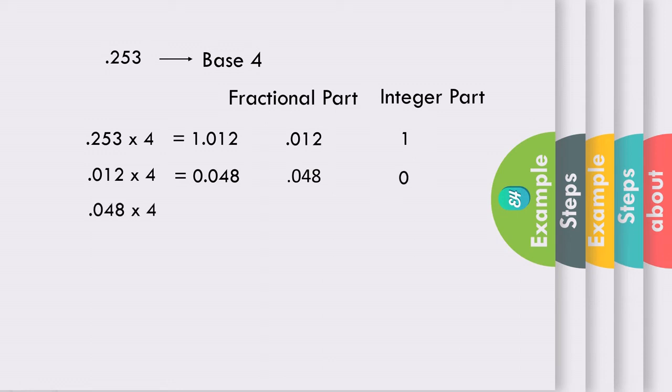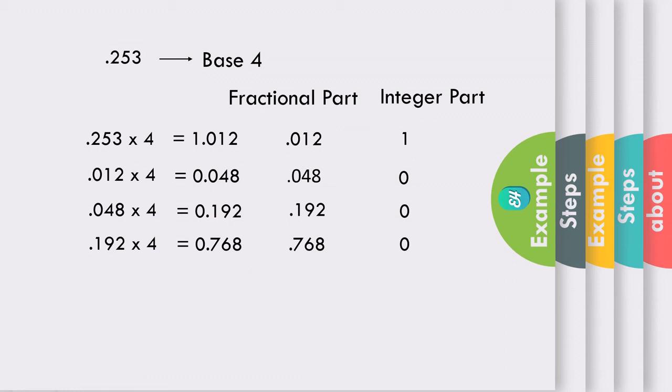Let us do it one more time. So 0.048 into 4 is equal to 0.192. The fractional part is 0.192, the integer part is 0. Again 0.192 into 4 will give me 0.768. The fractional part is 0.768, the integer part is 0. We can do this four to five times or till we get the fractional part as 0.